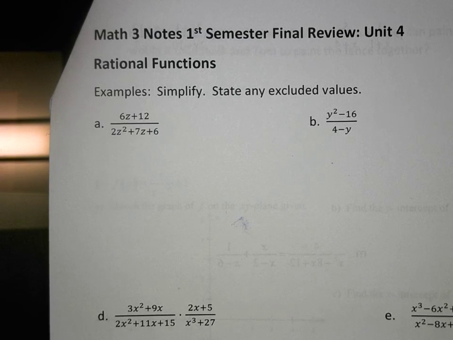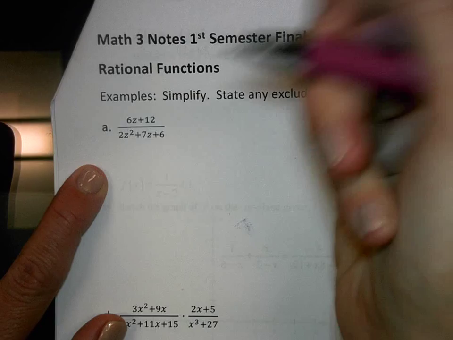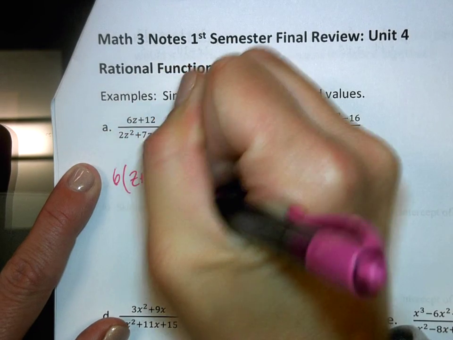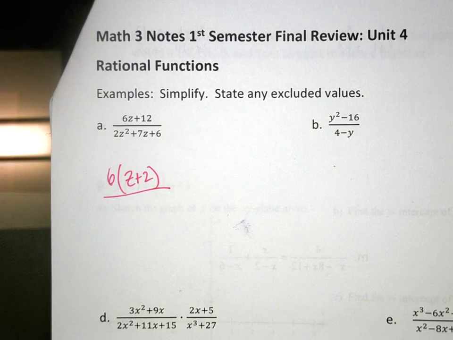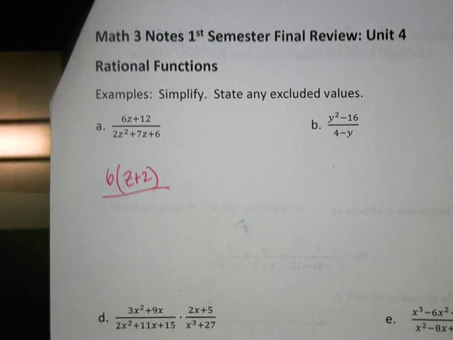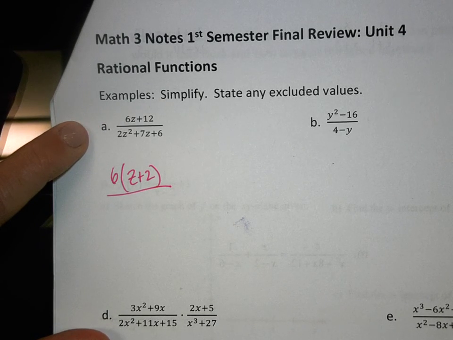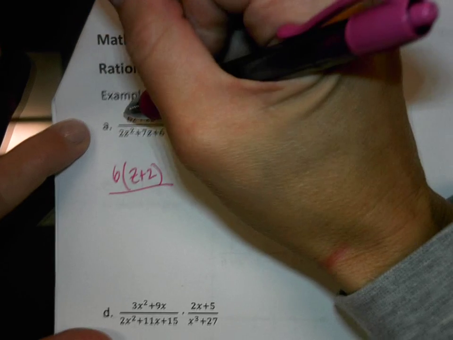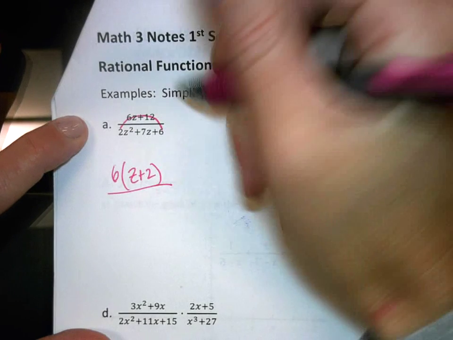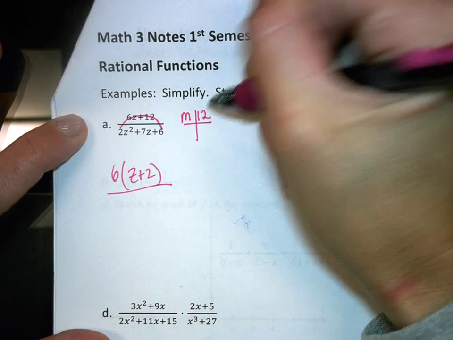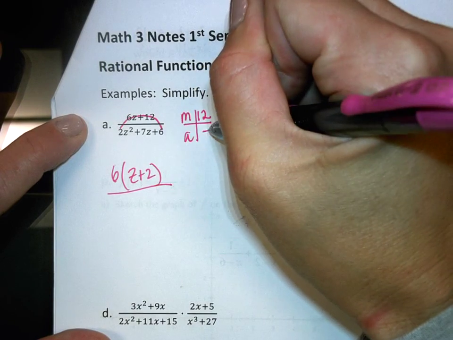So on A, is there anything I can do there on the top? Very good. We can take out a 6, and I'm left with z plus 2. In the denominator, can I take out a GCF? No. And so we are going to try to factor it by using our trinomial factoring. And so we go 2 times 6, which is 12. So my multiplication is 12, and my adding is 7.